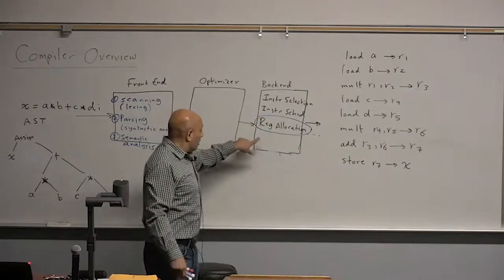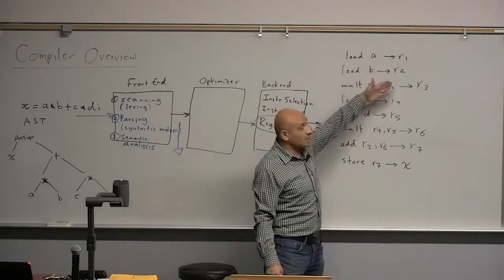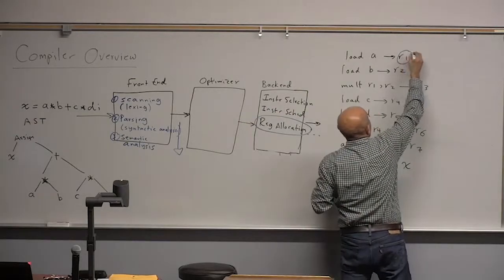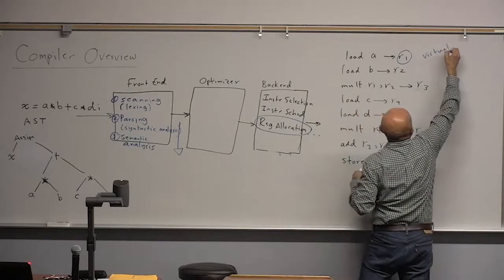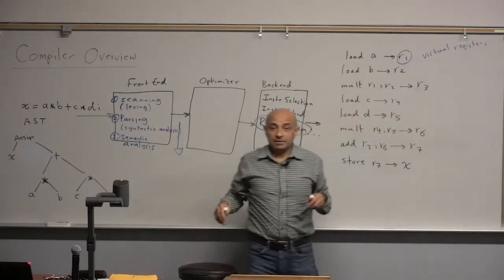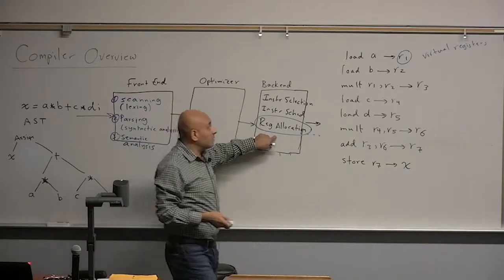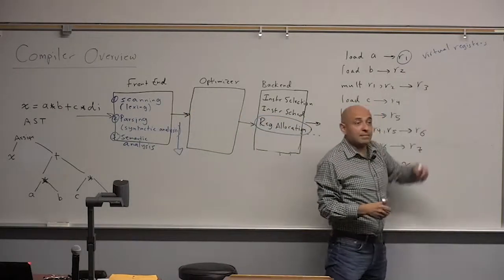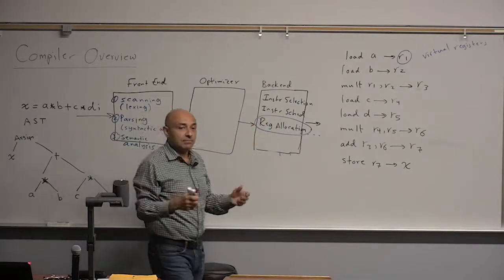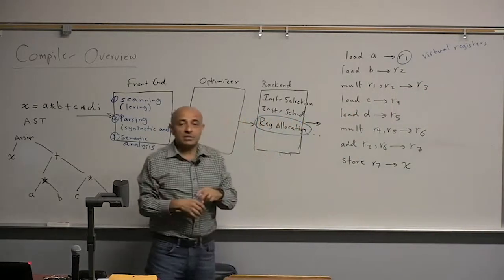But the job of the register allocator is to take these registers here, these virtual registers. They are not real registers yet. So the job of the register allocator is to take these virtual registers and map them into real registers, or physical registers. Okay, and of course we'll say more about register allocation in the next lecture.